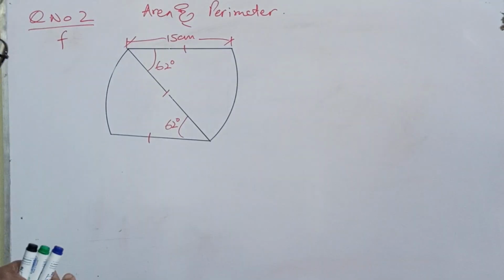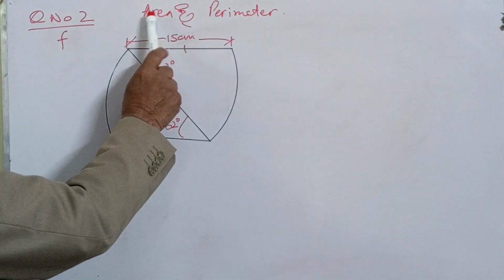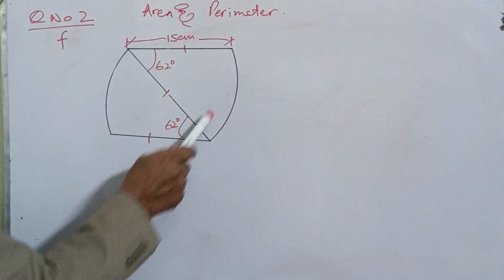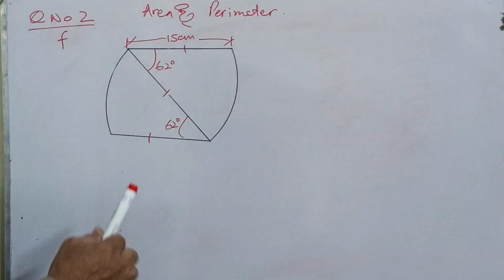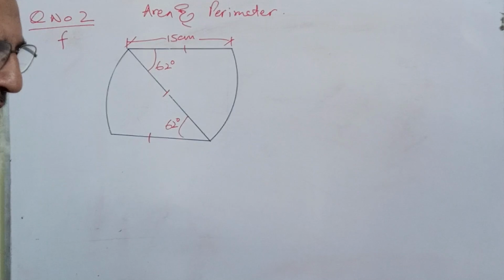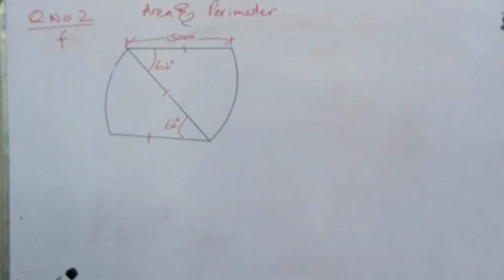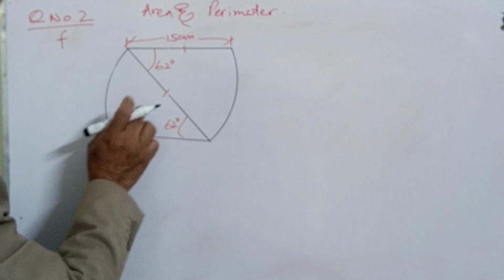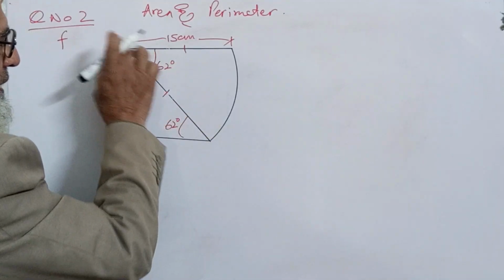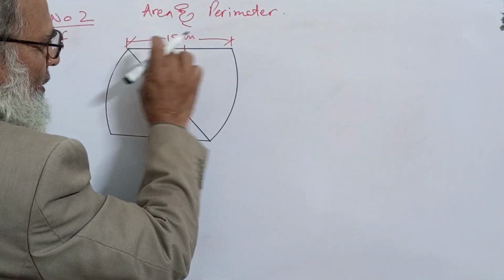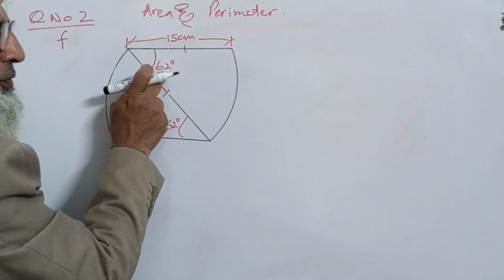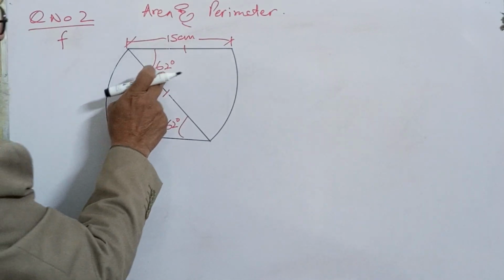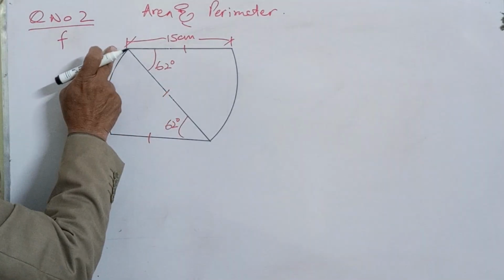Now what we have to do is find the area of this whole region and the perimeter. Let me go for the perimeter first. What is the perimeter of this one sector, which bears the angle 62 degrees?